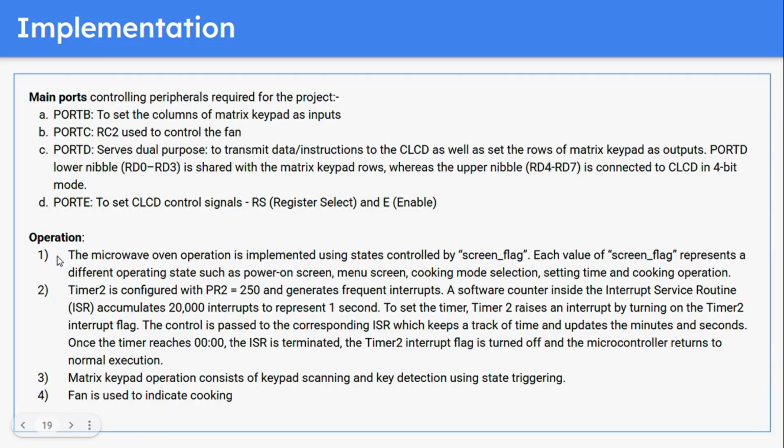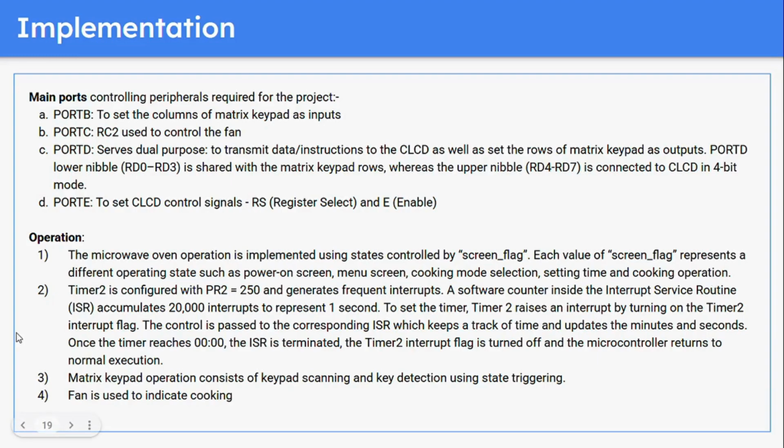The operation of the microwave oven is described here and how it was implemented. The microwave oven operation is implemented using states controlled by a screen flag, and each value of the screen flag represents a different operating state, such as power on screen, menu screen, cooking mode selection, setting time and cooking operation.